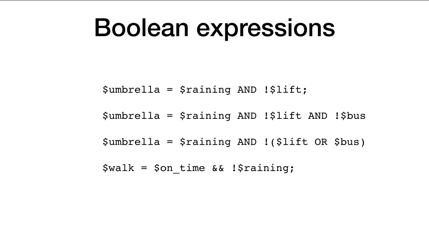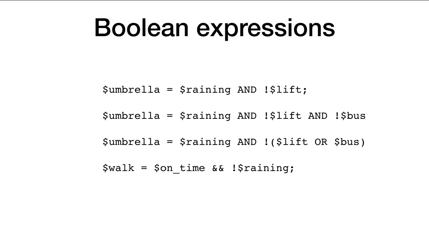We could also say umbrella gets raining and not lift and not bus. So if there's a bus, you don't need an umbrella. If you have a lift, you don't need an umbrella. And of course, if it's not raining, you don't need an umbrella.